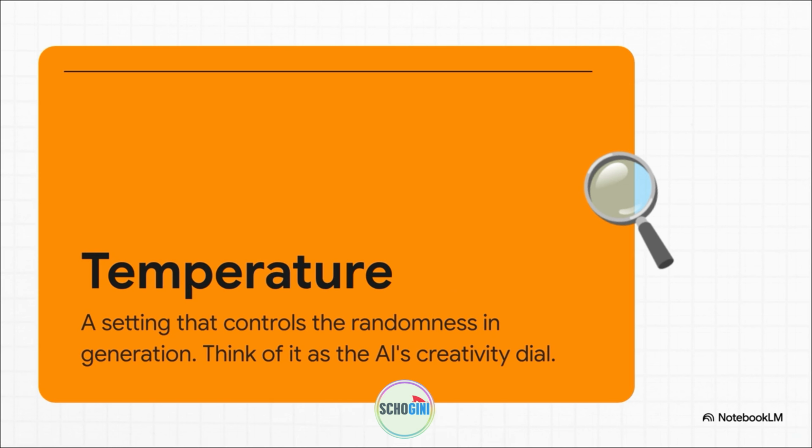And now for my absolute favorite setting, temperature. This is the AI's creativity dial. It lets you control how much risk, how much randomness the model uses when it's picking the next word. Do you want it to be a straight-laced fact-checker? Or do you want to let it get a little wild and be a creative poet?